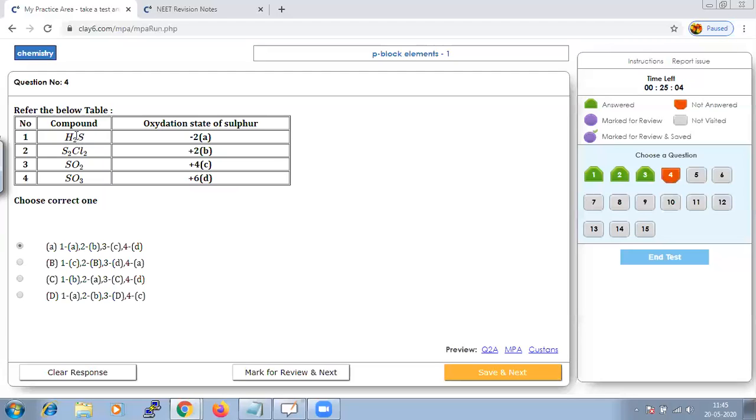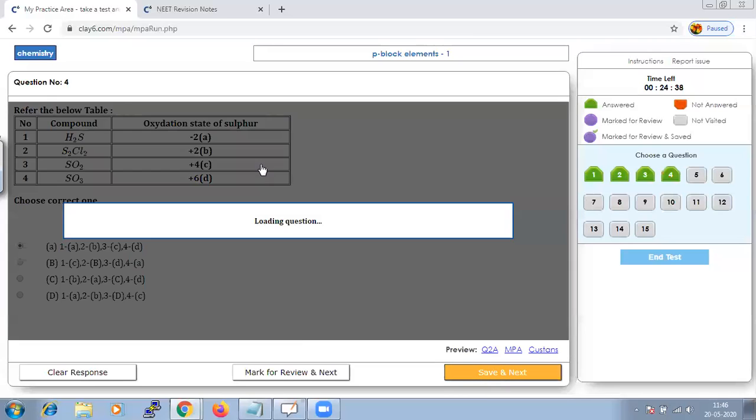That is, we need to calculate for H2S and find out in the H2S compound what is the oxidation state of sulfur. So 2 into 1 plus sulfur, which is an unknown value, will be equal to 0. Accordingly you can calculate the oxidation state of sulfur for each compound and match accordingly. Let us save that and go to next.